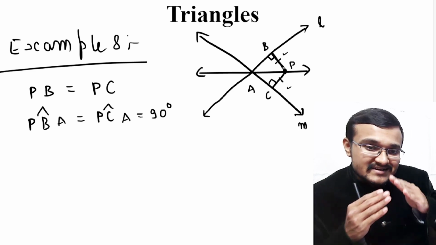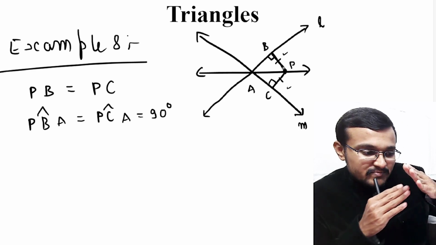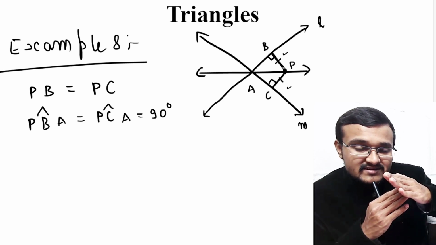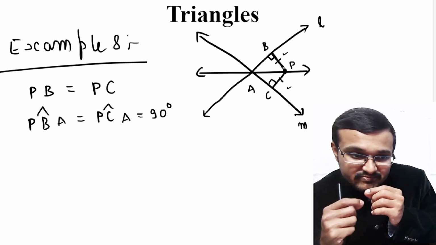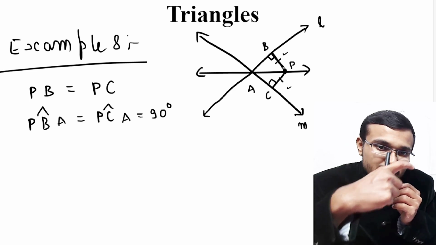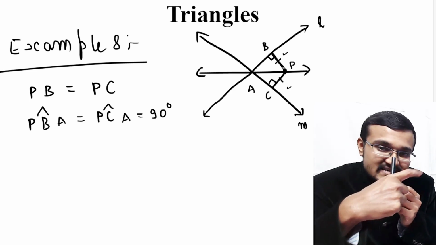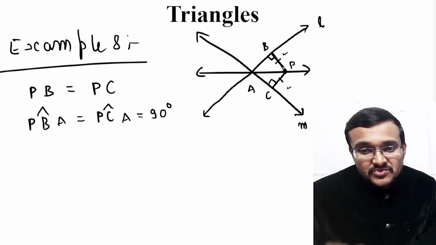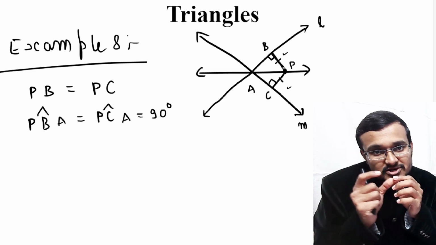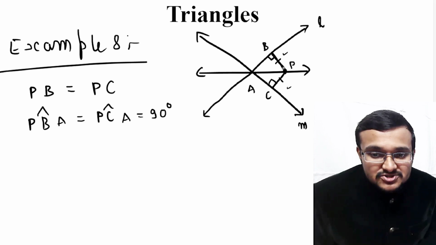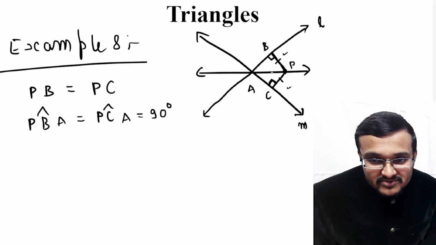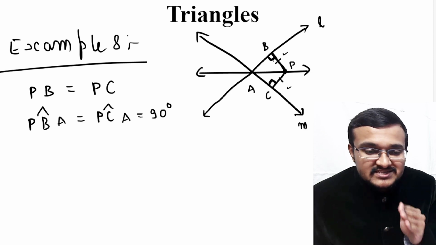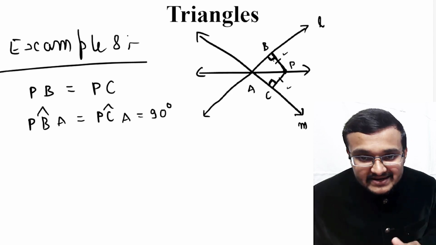Whenever you are calculating distance from a line, you have to take the perpendicular line from that particular line. If you are measuring the distance between P and L, you have to take the perpendicular line, because the perpendicular line will be the shortest distance between P and L, and also the shortest distance between P and M. That's why this angle will become 90 degrees and this angle will also become 90 degrees. So PBA is equal to PCA is equal to 90 degrees.